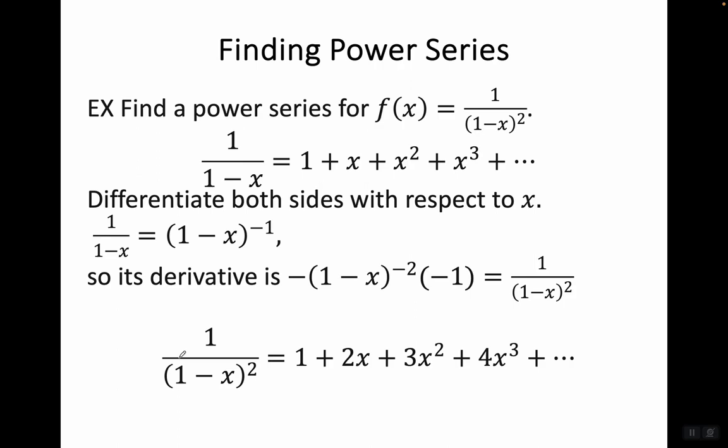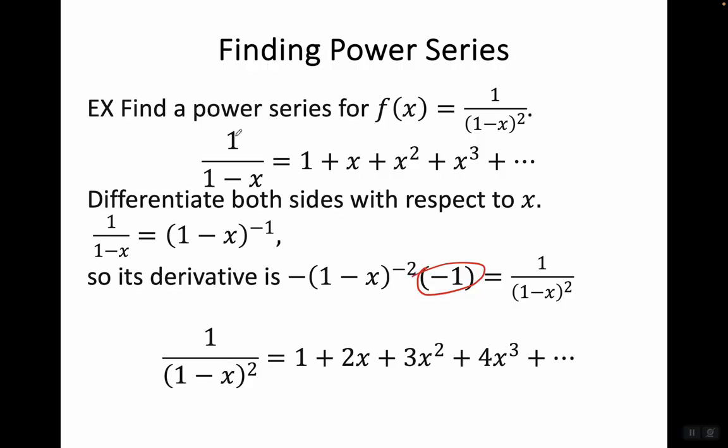1 over 1 minus x is 1 minus x to the negative 1. So the derivative is going to be negative 1 minus x to the negative 2 times the derivative of the stuff on the inside by chain rule. It's negative 1. The negative 1s cancel, and you're left with 1 minus x to the negative 2. In other words, 1 over 1 minus x squared.